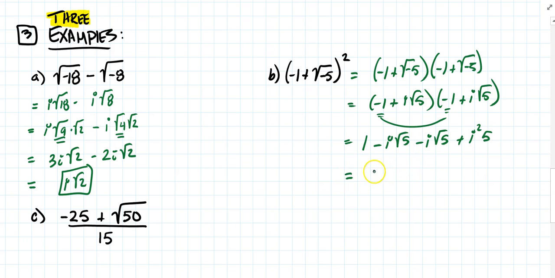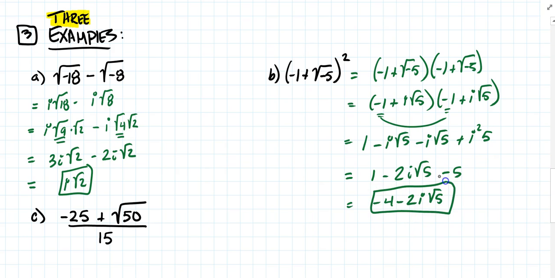So moving along, I get 1 minus 2i root 5. i squared is worth negative 1, so negative 1 times 5 is just negative 5. So 1 minus 5 is going to give me negative 4 minus 2i root 5. And that is how you do that problem.